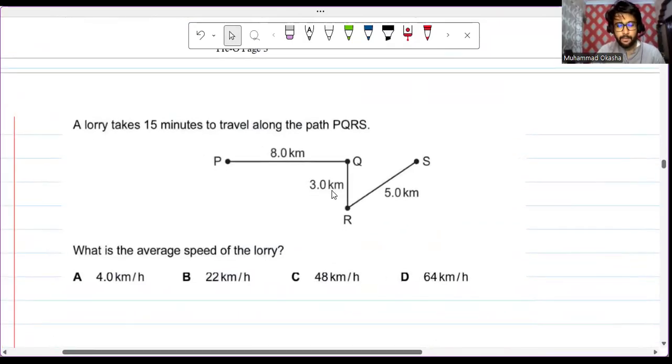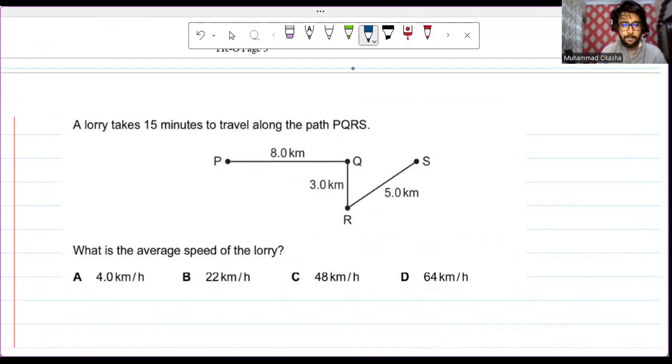Next, a lorry takes 15 minutes to travel along the path PQRS. What is the average speed? So how do we work out the average speed? Average speed is equal to total distance over total time. That's average speed.